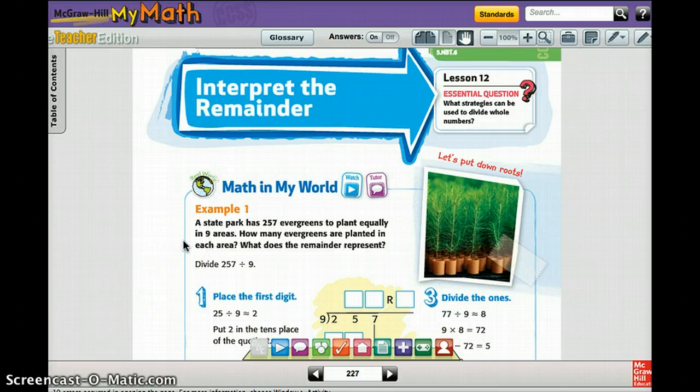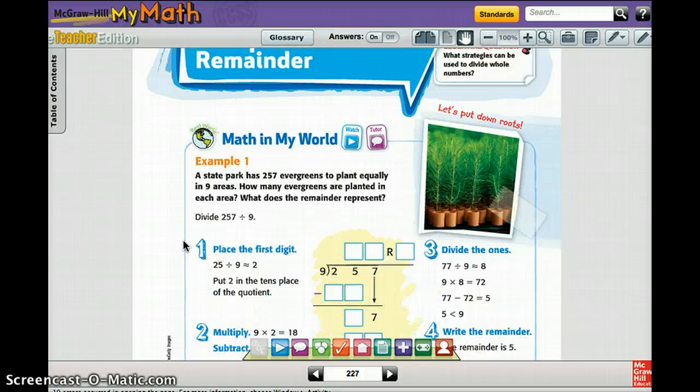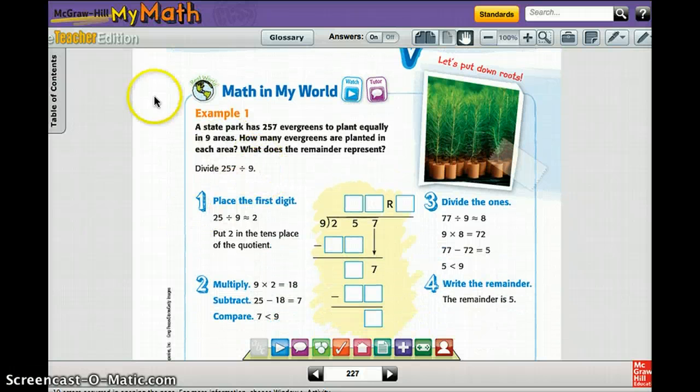I am on page 227. So our first example is a state park has 257 evergreens to plant equally in 9 different areas. How many evergreens are planted in each area? What does this remainder represent? So your first step is going to be to divide this 257 by 9. So you're going to go through this process as we've been talking about.